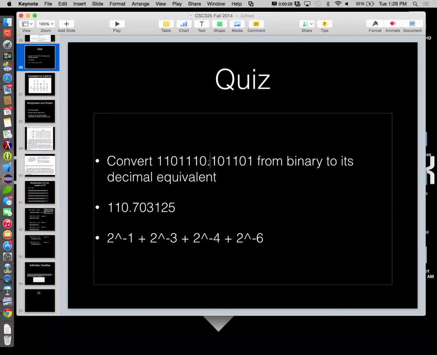On the right-hand side of the decimal point, this is the 2 to the negative 1 place, 2 to the negative 2, 2 to the negative 3, 2 to the negative 4, 2 to the negative 5, 2 to the negative 6, which is 1 over 2 to the 1, 1 over 2 to the 2, 1 over 2 to the 3, and so on and so forth. That's how you do the math for that. Okay? Do all the math, you get 110.703125. Questions about that?